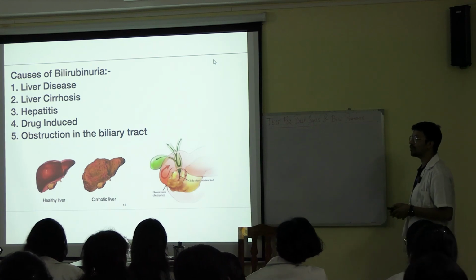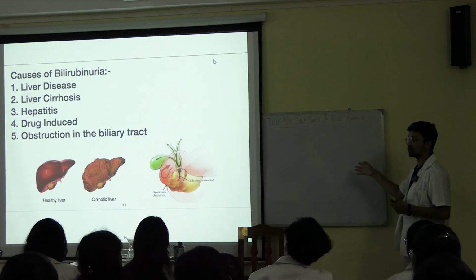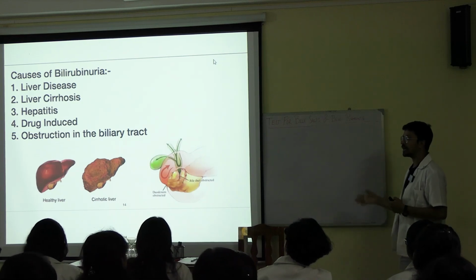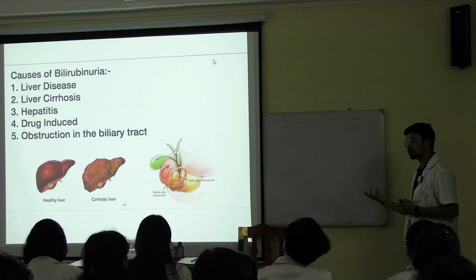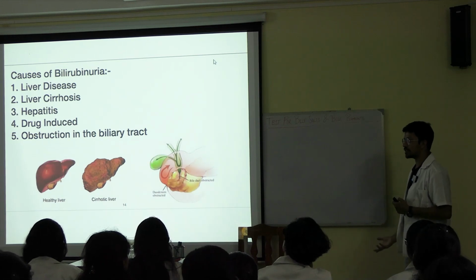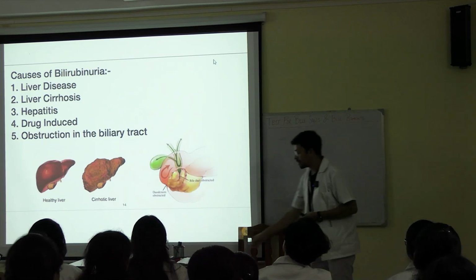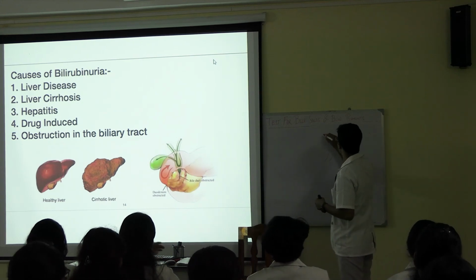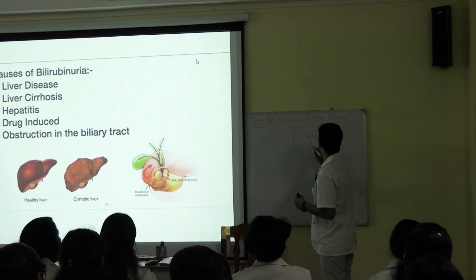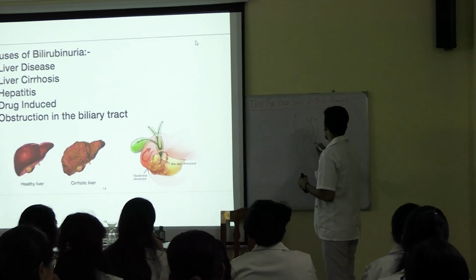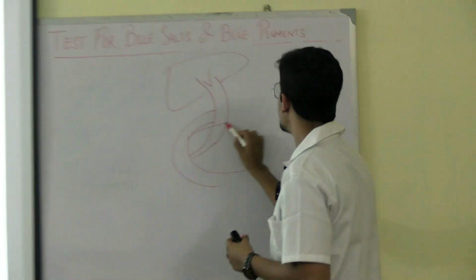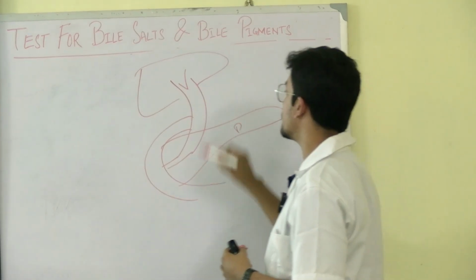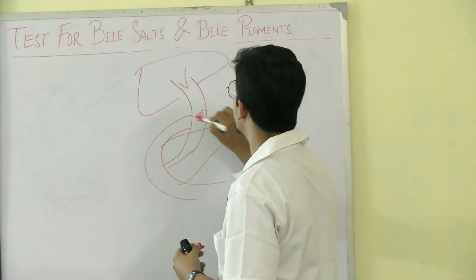Till now, I was mentioning obstruction with the example of a stone. It's not mandatory that it is always a stone causing obstruction. It can be cancerous tissue as well, or some other pathologies. Let's say this is the duct coming from the liver, and this is where it opens in the second part of the duodenum. Over here there is an organ called the pancreas. Now this is the pancreas, this is the common bile duct, and this is the liver.